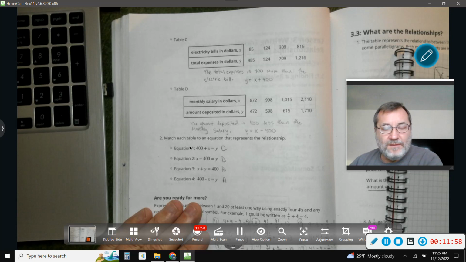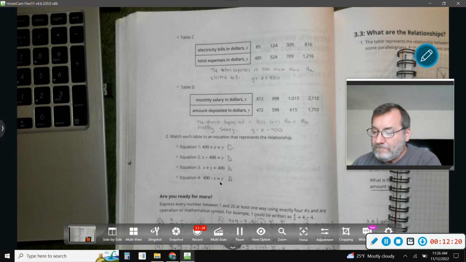And so when we get down to the very bottom here, it says to match the table with the equation representing the relationship. So it looks like C is the answer for that first one. Table D is the answer for the second one. Equation 3 goes with table B, and then equation 4 goes with letter A.